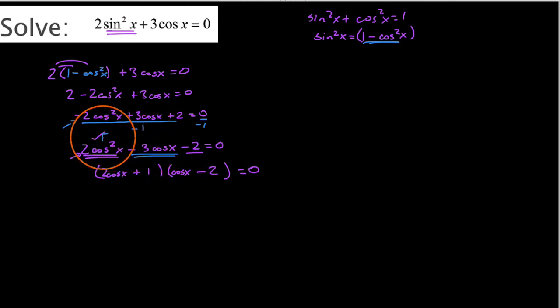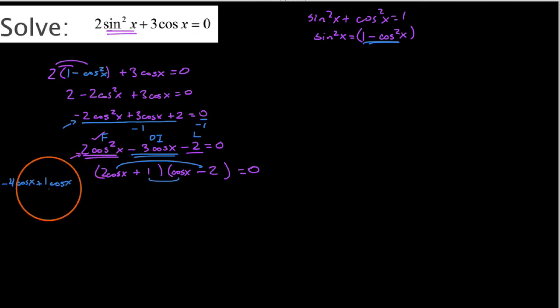So in terms of FOIL, the F gave us this and the L gives us this. We have to check our O and our I to get this middle term. So I always like to do this guess and check. We say 2 cosine times negative 2 would be a negative 4 cosines. And then 1 times cosine would be a positive 1 cosine. And if we were to do this FOIL and then combine these like terms here, you would notice that we get a negative 3 cosine of x, which is essentially what we wanted to get in the first place.